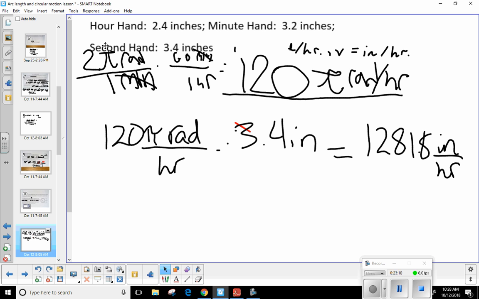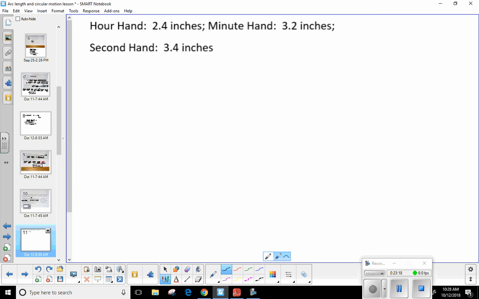So Fawaz, you are volunteering. Okay, he wants to do the minute. Fawaz is going to do the minute. And Fawaz, would you like the headphones? No, you don't want to. Okay, he does not want to speak to the class. All right. Okay. All right, so I need the angular speed of the minute hand.